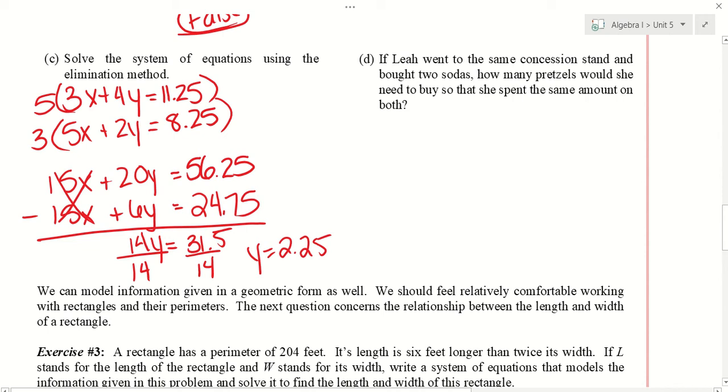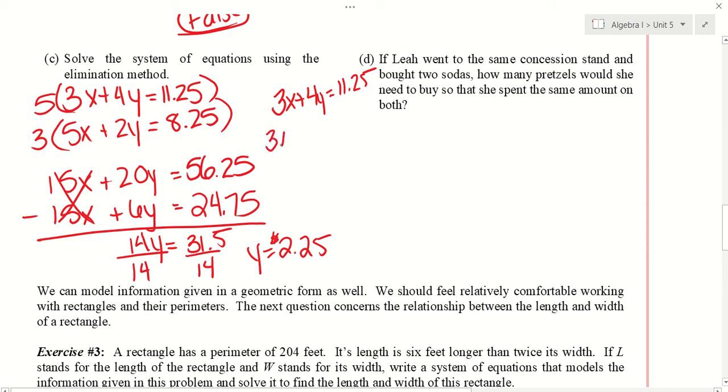So I got a Y, which stands for sodas, at $2.25. Now I need to figure out what the pretzels would cost. So I'm going to pick one of the equations above like we've done before. I'm just going to go with this one. Sure, 3x plus 4y equals 11.25.